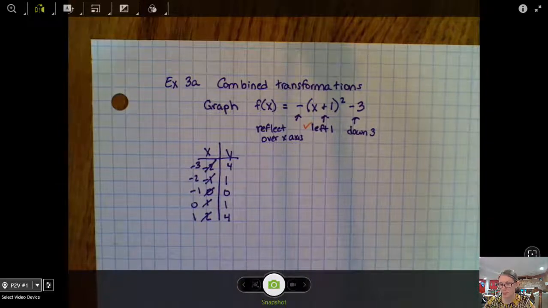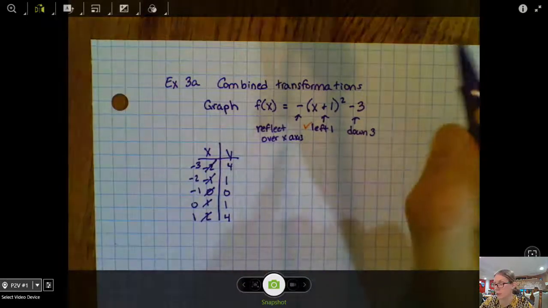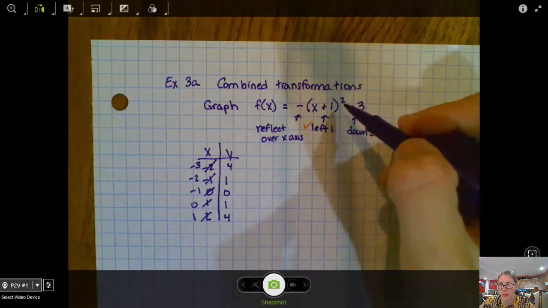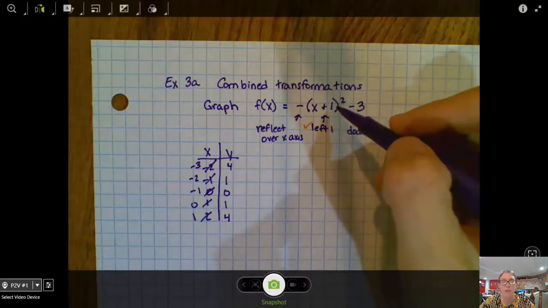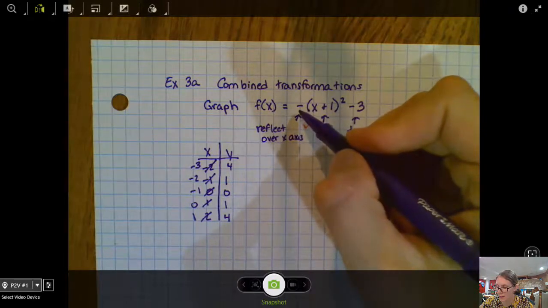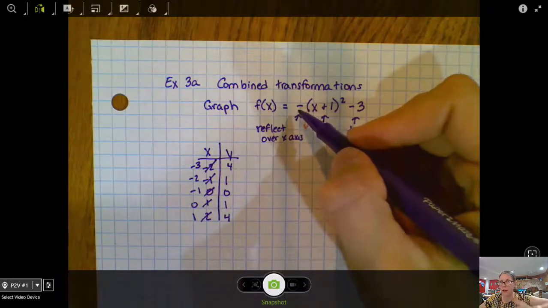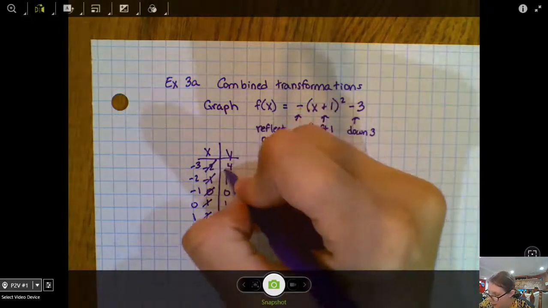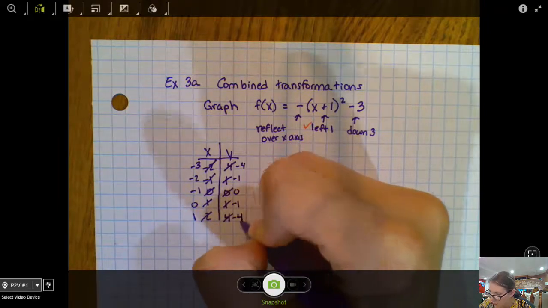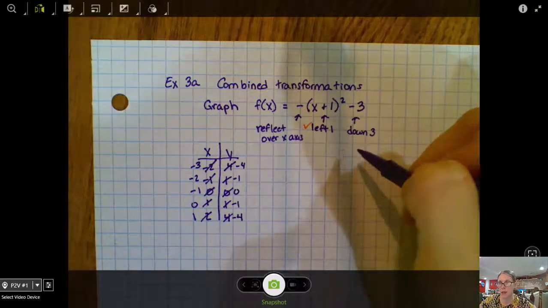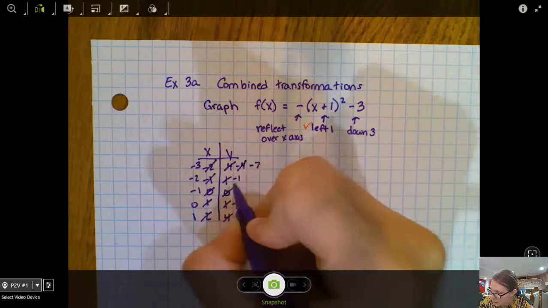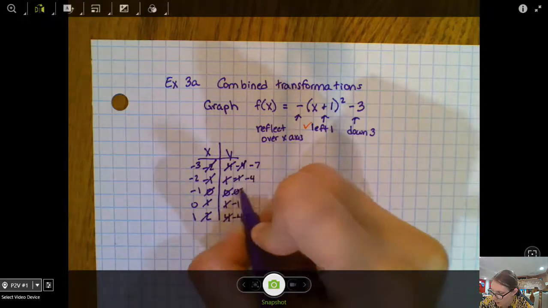Okay, next step in our order of operations, we did our parentheses. That exponent right here is just telling us what our parent function is. We don't have to do anything there. Then we multiply and divide. That's our negative right here. Reflect over the x-axis. That affects our y values. Make these all negative. And then finally, translate down 3. Subtract 3 from all of our y values. Negative 4 minus 3 is negative 7.